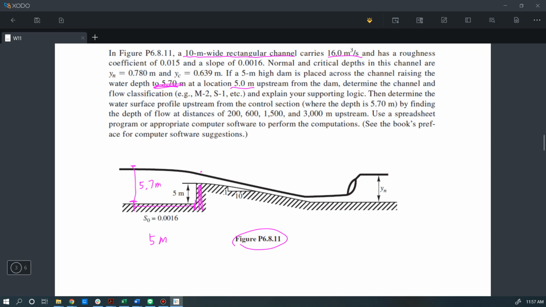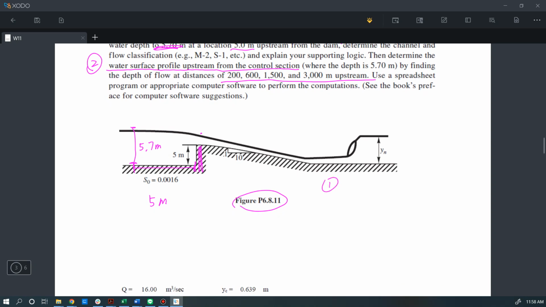Okay, so we want to first determine the channel and flow classification, whether it's M2 or M1, and we need to calculate the water surface profile upstream from this cross section. And at these locations, 200, 600, 1500 and 3000 meter upstream. So this is the second thing that we need to do. So let's start with the first one.